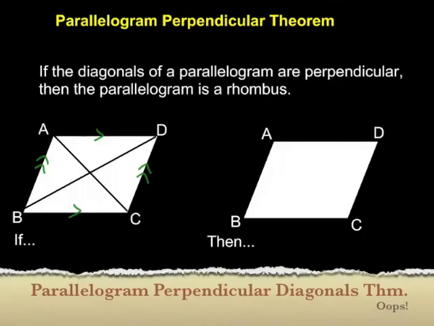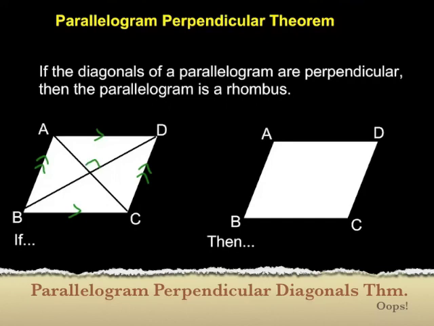The first one is the parallelogram perpendicular theorem. It states, if the diagonals of a parallelogram are perpendicular, so if they're perpendicular, we know it would form 90 degrees right here, then the parallelogram would be a rhombus.